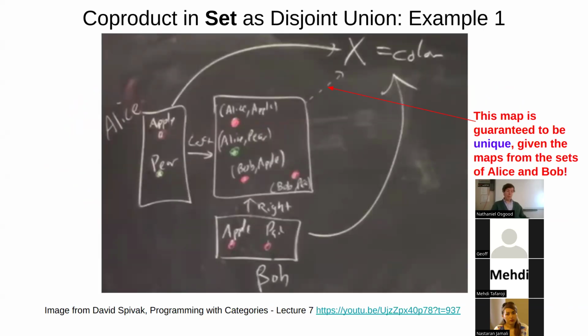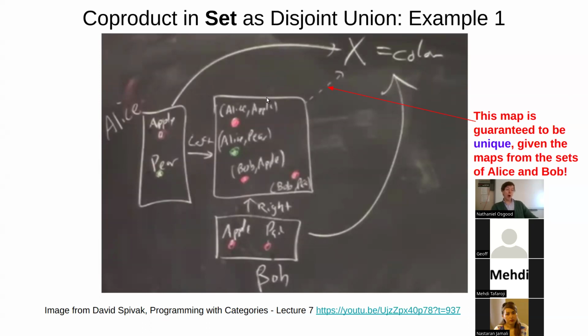So this is an example from David Spivak. We have a set of objects for Alice. The objects have elements apple and pear, and each of those has a color, red for apple. In this case, it's a green pear. Bob has a set of elements. Bob has a red apple and a red pear. Now, for either of them, we could take the color of their object, right? For Alice, the apple would map to red, and the pear would map to green. For Bob, the apple would map to red, and the pear would map to red.